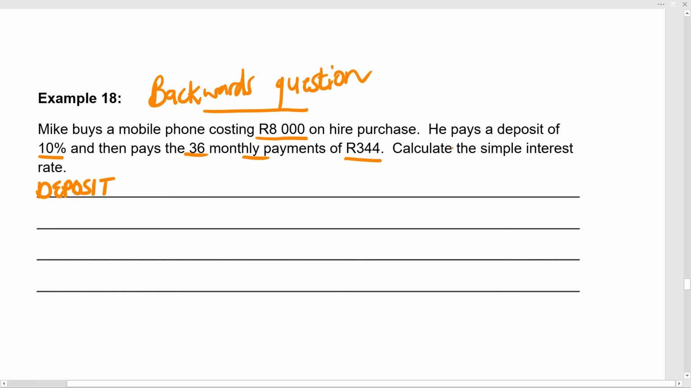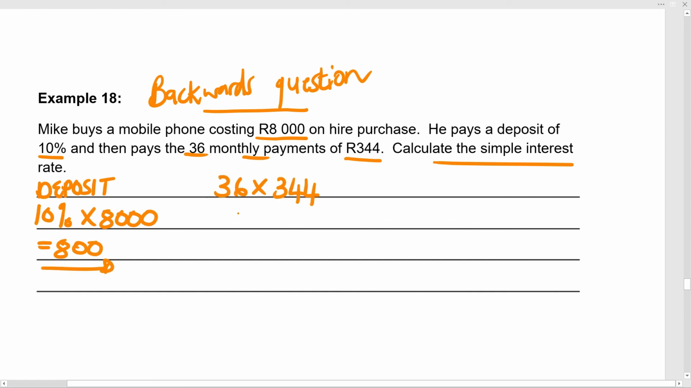Okay, so I get the deposit, fine, we'll work that out. But they want to know, what is the simple interest rate? Hey, we did calculations like that when we did simple interest. So it's clearly going to be solving for I and then converting it to a percentage. All right, so let's get this deposit out of the way. 10% or 10 over 100 times my 8,000. That is 800 Rand deposit. Okay, so he definitely paid that.